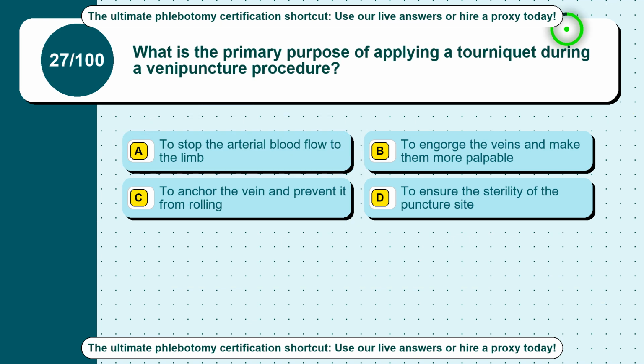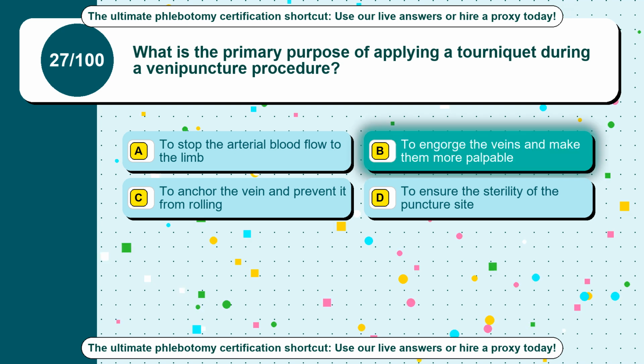Question 27. What is the primary purpose of applying a tourniquet during a venipuncture procedure? Option A. To stop the arterial blood flow to the limb. Option B. To engorge the veins and make them more palpable. Option C. To anchor the vein and prevent it from rolling. Option D. To ensure the sterility of the puncture site. The correct answer is option B.